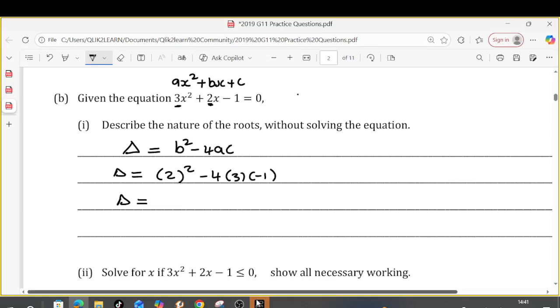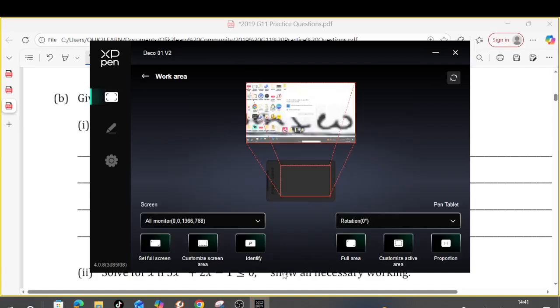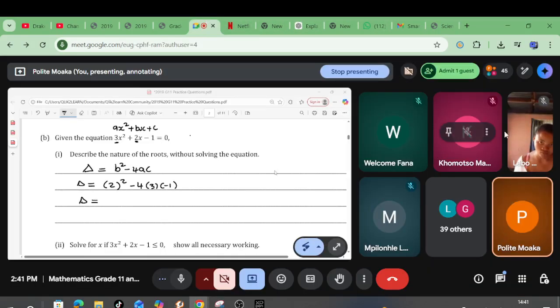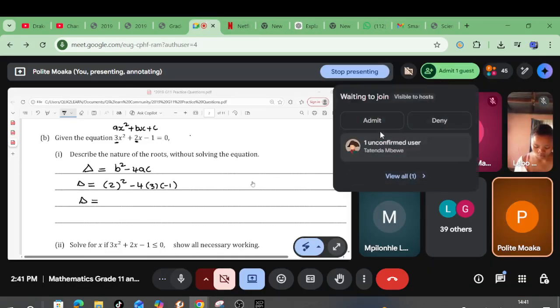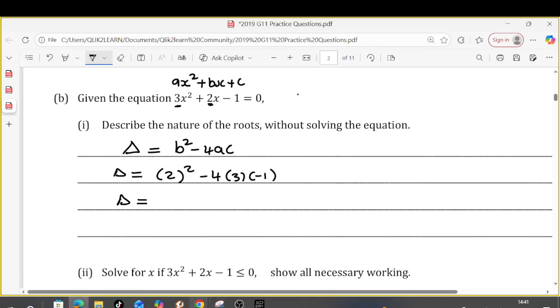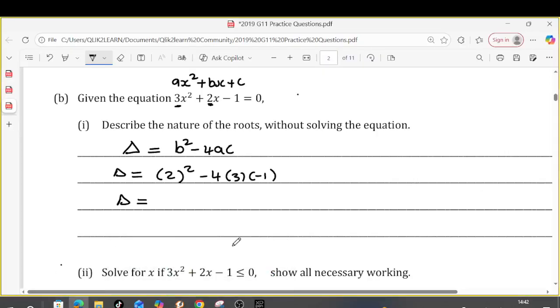Tell me, guys, what do you get? What is your answer? When you put it on your calculators, what do you guys get? 16. I see 16. Thank you, guys. I can see your comments. So the discriminant is equal to 16.